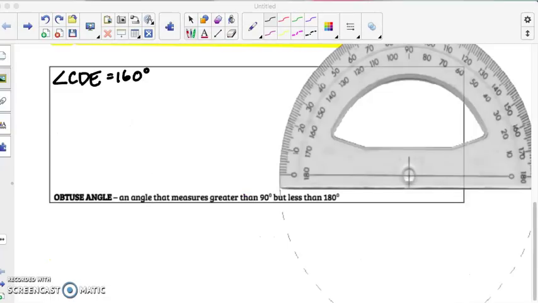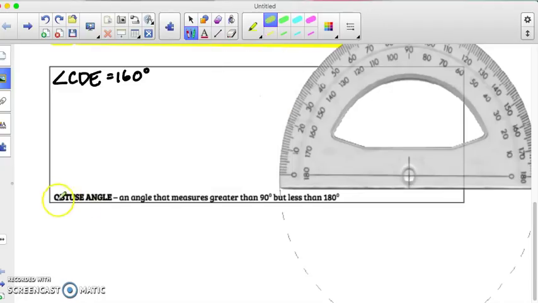Okay, next we're looking at an obtuse angle. So an obtuse angle, if you remember from last day and the definition, it's an angle that measures greater than 90 degrees but less than 180 degrees. Now, what you're going to do is you're going to construct an angle CDE that measures 160 degrees. And here's a challenge for you. If you want to go ahead and do this on your own, go ahead and pause the recording and then just catch up afterwards. Now, I'm going to continue with this.